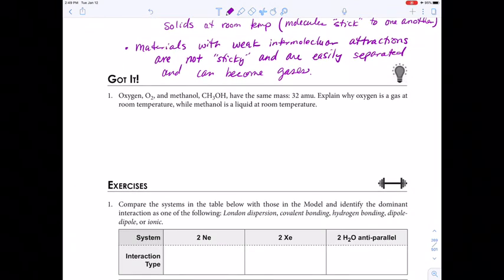Okay, oxygen and methanol have the same mass, 32 AMU. Explain why oxygen is a gas at room temperature while methanol is a liquid at room temperature. Okay, hit pause again, see if you can come up with an explanation. It all has to do with what intermolecular forces they are capable of. Okay, O2 is only capable of London dispersion forces.